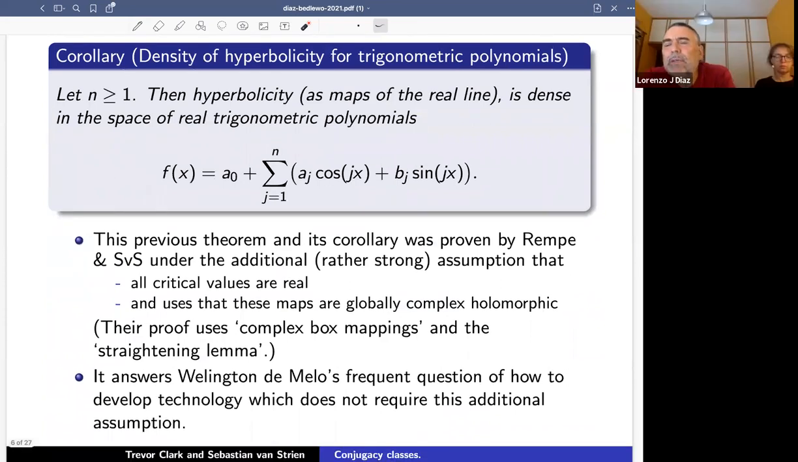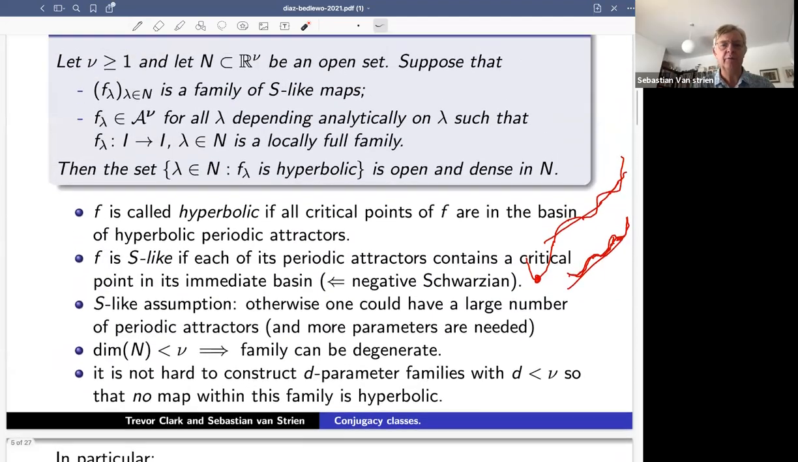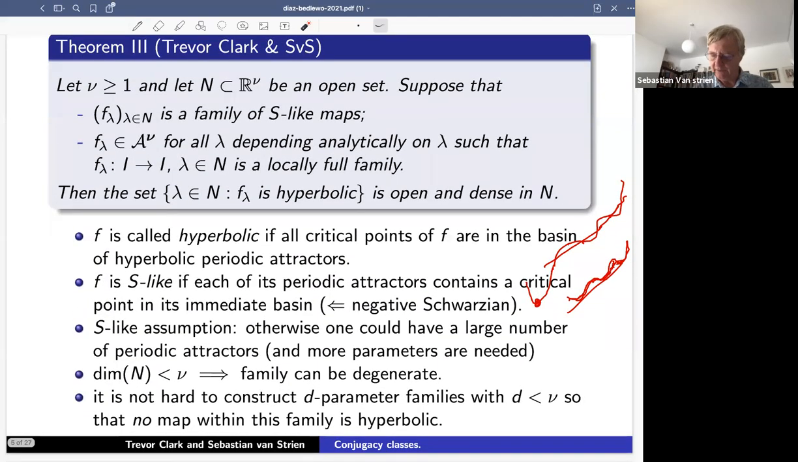Sorry, Sebastian. What is locally full in your definition? Well, let me answer it in an intuitive way. What I mean by full would be that you have all the itineraries, all the kneading invariants that you could possibly expect, in this family. And locally full means essentially that all the nearby kneading invariants exist in this family.